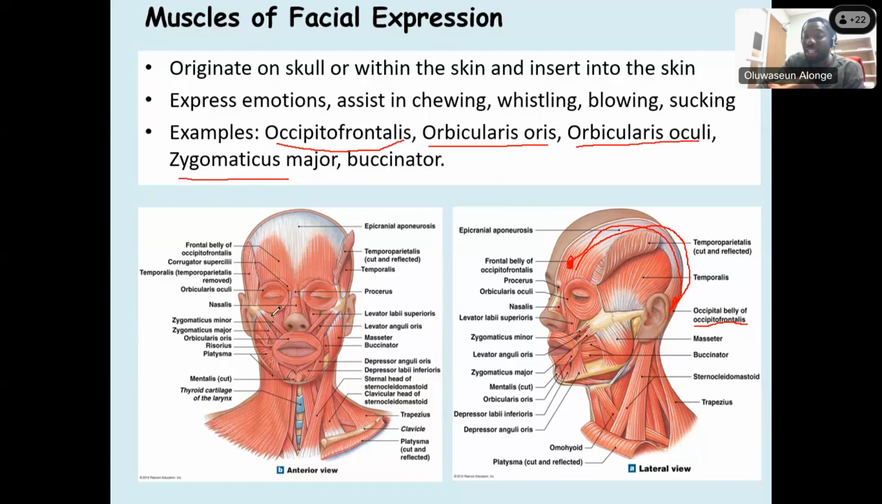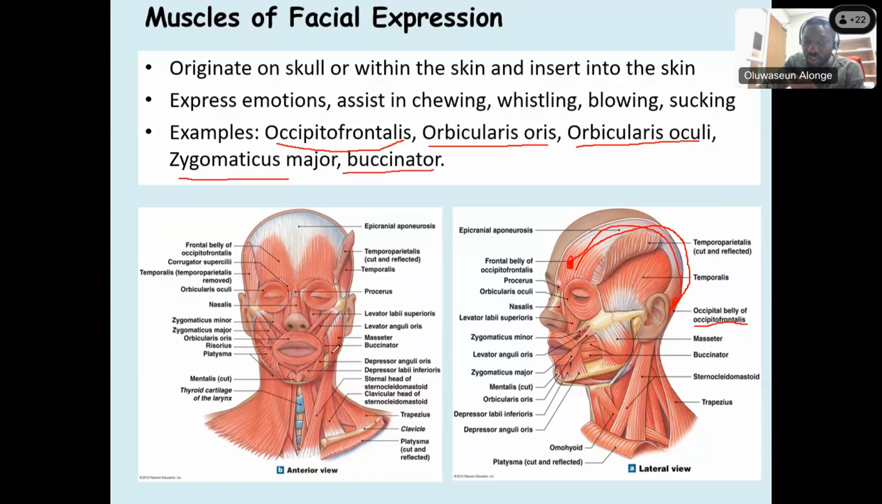So if you are naming them in the lab now, all you need to look at is to identify the two. The one that is larger is major. The one that is smaller is minor. That's all. Now, the fifth muscle there is the buccinator.